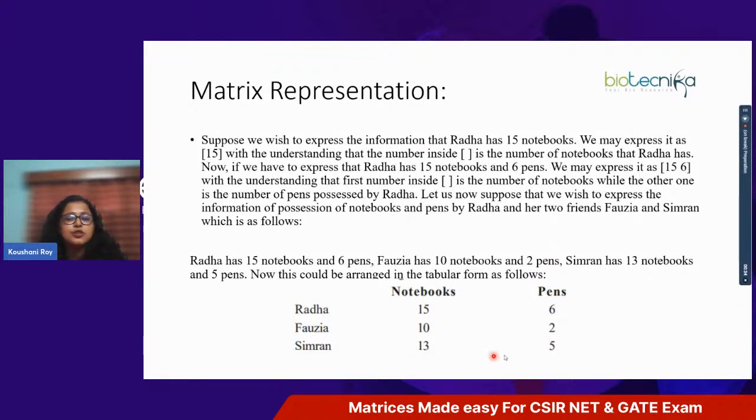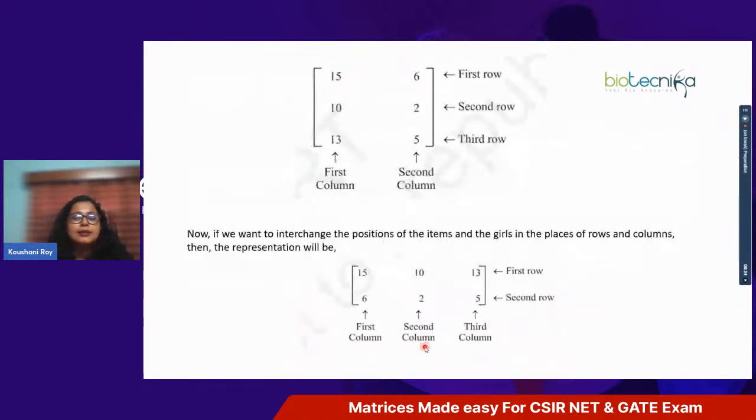15, 6, 10, 2, 13, 5, and next 15, 6, 10, 2, 13, 5. So if we are just swapping the rows and the columns, then we can easily write it like this. It depends on how you are trying to represent the data, I mean, what you are trying to keep in the row section and what you are trying to keep in the column section.